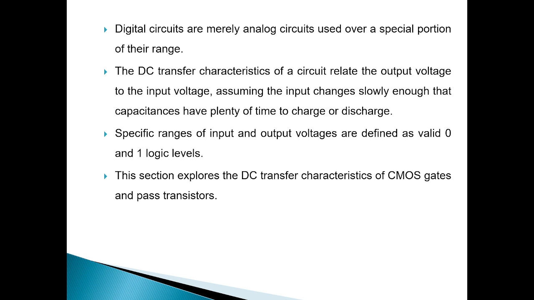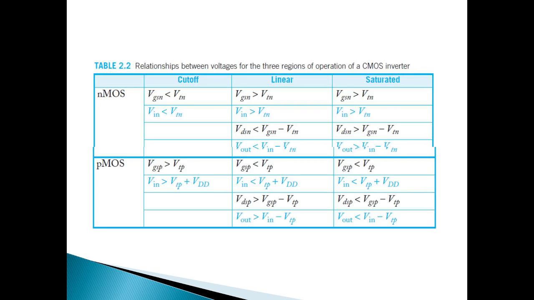Next, we are going to take only specific ranges of analog circuits, that is, specific ranges of input and output voltages that are defined as valid 0 and 1 logic levels. In this section we are going to see in detail the DC transfer characteristics of CMOS gates and PMOS transistors. These principles we are going to implement in CMOS devices. So, in CMOS devices we discuss the DC transfer characteristics of CMOS gates and PMOS transistors.